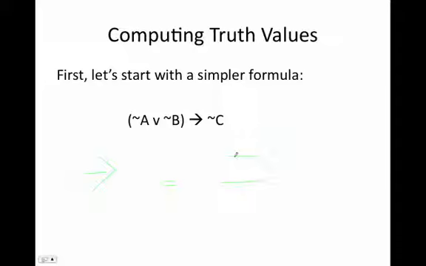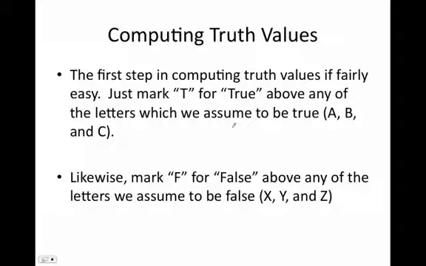All right. If not A or not B, then not C. That's a simple formula. How are we going to compute the truth values of that? Well, the first step is pretty easy. Just mark a T for true above any of the letters which we assume to be true, which is A, B, and C. Likewise, mark an F for false above any of the letters that you assume to be false, which is X, Y, or Z.